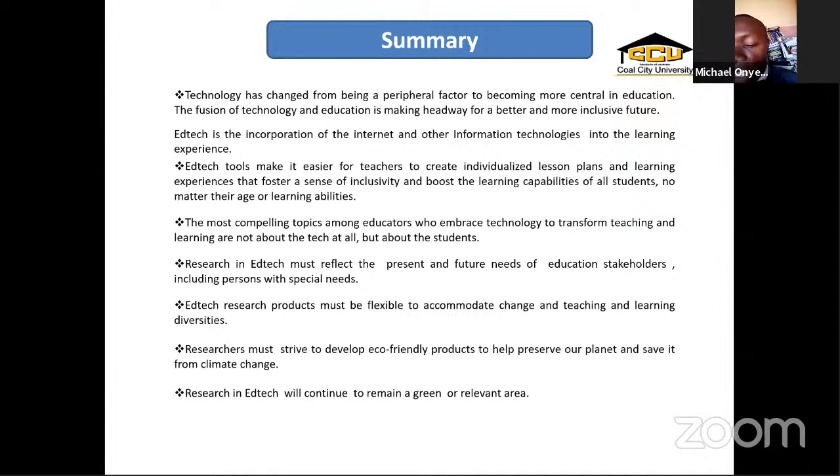In conclusion, I would say that research in education technology will continue to remain a green or relevant area. It is never going to die. It will continue to make headways. It will continue to remain green. If you decide to go into research in education technology, you will not regret it.